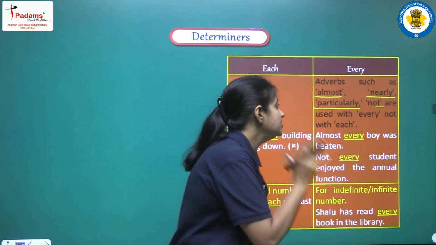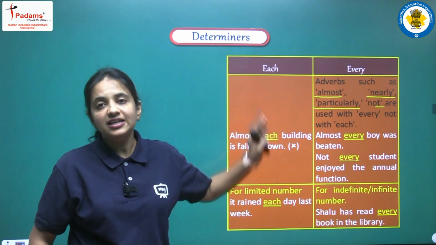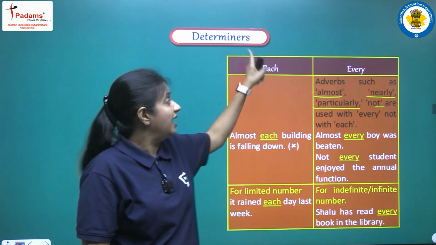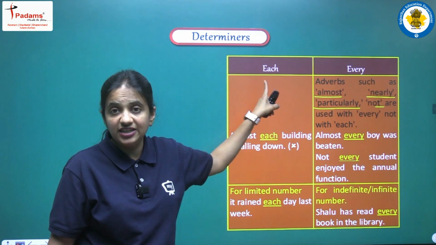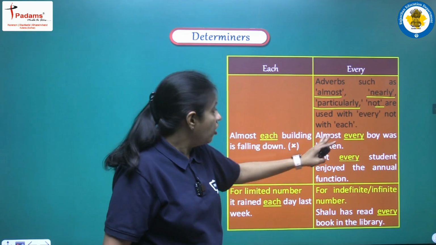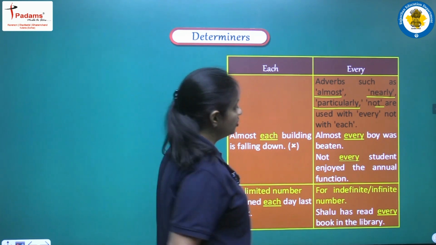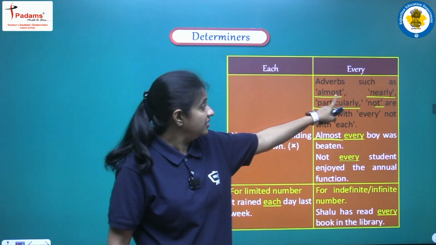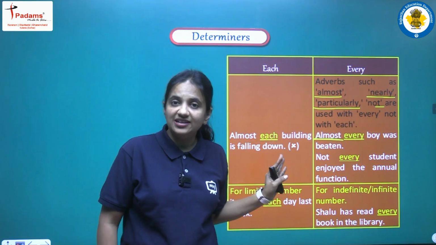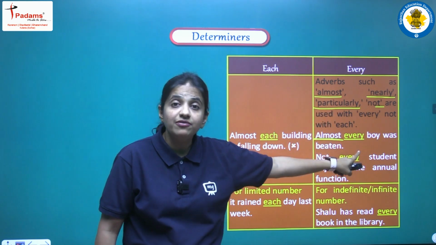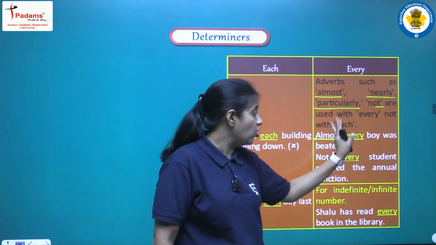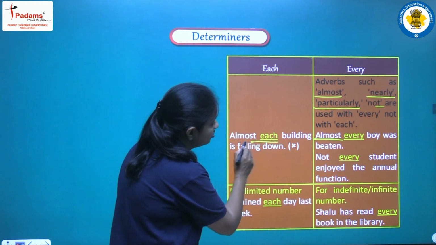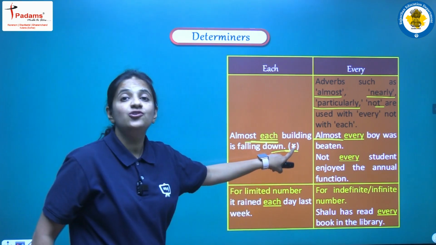So whenever we are having such words in a sentence, all these words are known as adverbs. With these adverbs we have to use every, and we cannot use each. For example, we have here: almost every boy was beaten. In this sentence we can see that we have almost, and this word is in this list. So it is very clear that with almost we have to use every. So here we make this sentence: almost every boy was beaten. With almost, if you use each, your answer is wrong.